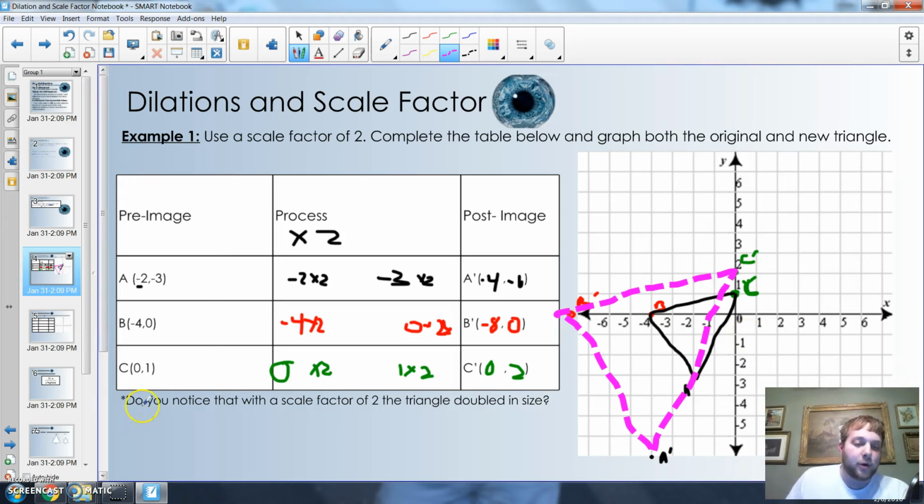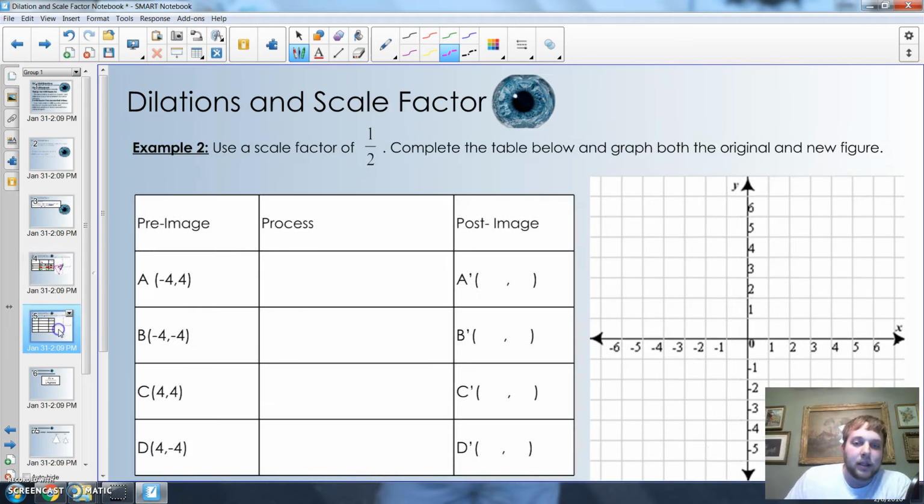Do you notice that with a scale factor of 2, the triangle doubles in size? It is actually going to hold more area than just double, but it's doubling in size. So guess what? If it was a scale factor of 1/2, it's going to actually shrink that puppy down. Everything's going to be cut in half. Here's another one. I just don't have time for this for the video. With 1/2, it's going to shrink. Ladies and gentlemen, you're going to cut everything in half.